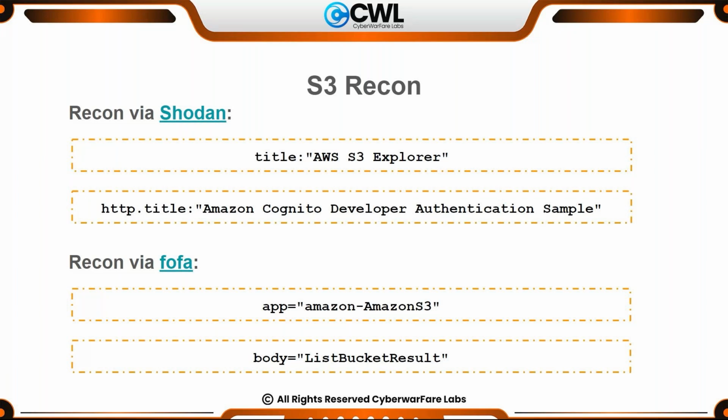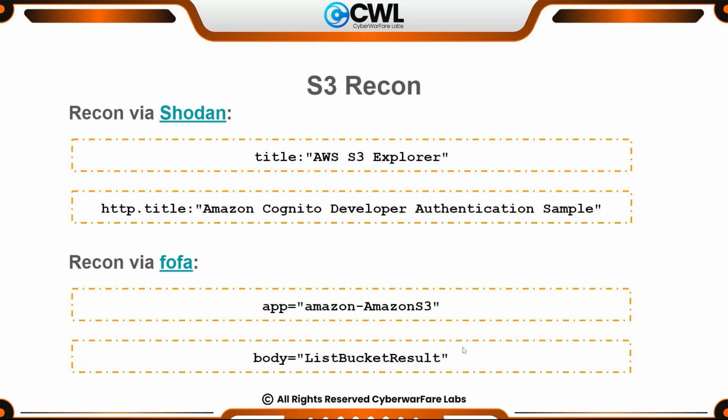We also have FOFA queries here. The first FOFA query is similar to the first Shodan query. Here it filters results based on the application or services identified as Amazon S3 within the search engine's indexed data. And the second query is designed to search for HTTP responses that contain the specified phrase list bucket result in their body.